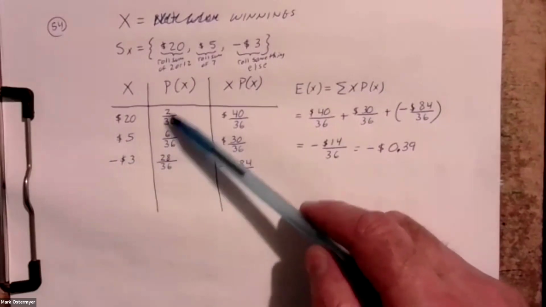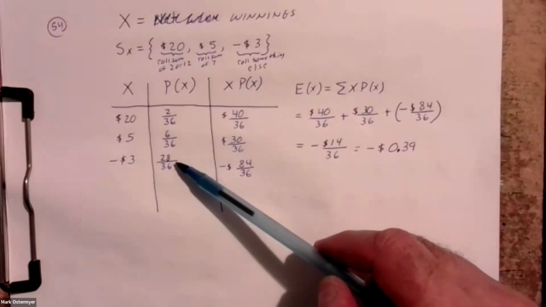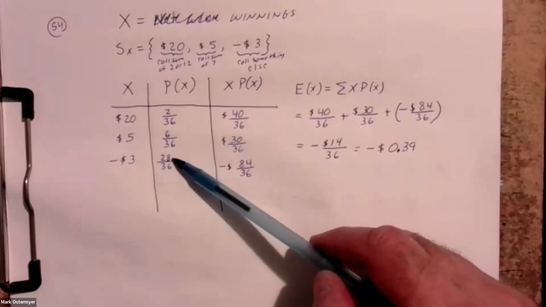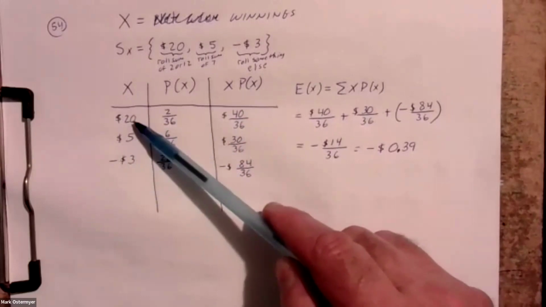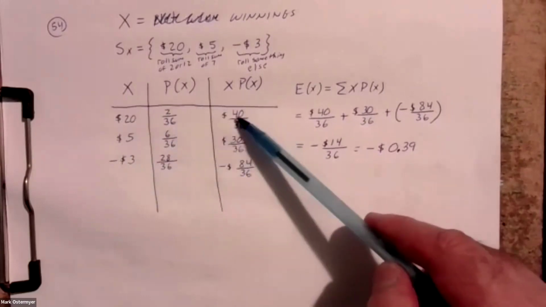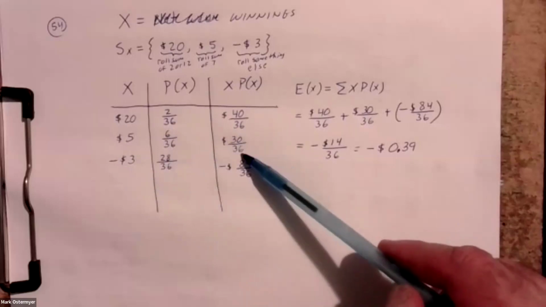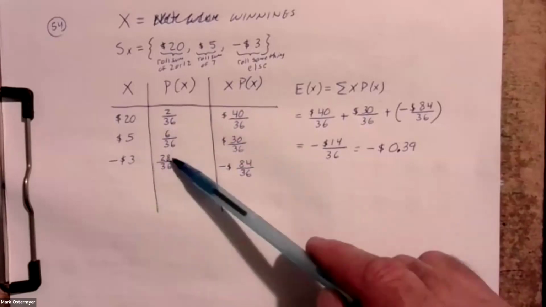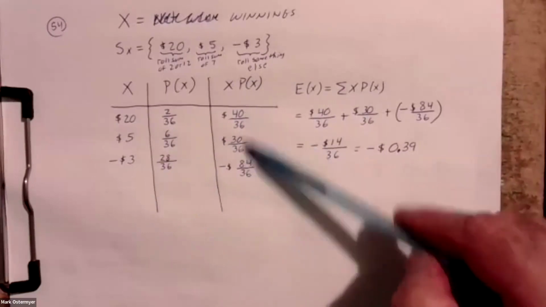So there's 8 ways out of 36 ways of winning. That means there must be 36 minus 8, or 28 ways out of 36 outcomes of losing. This is the probability of losing your $3. Multiply this by the probability. 20 times 2 over 36 is 40 over 36. 5 times 6 over 36 is 30 over 36. Negative 3 times 28 over 36 is negative 84 over 36. We now add this last column together.